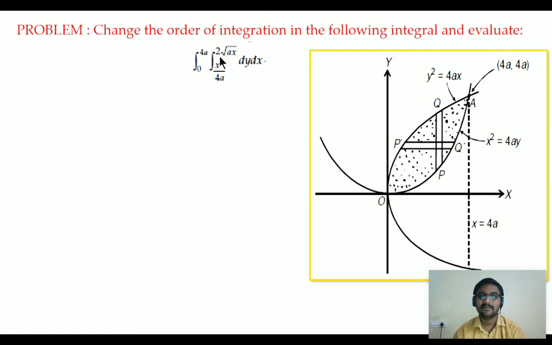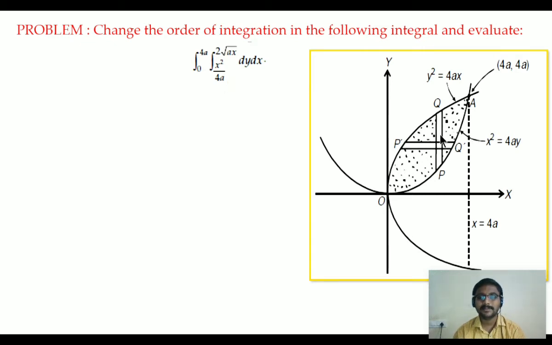Once again, y limits are variable limits here in terms of x. Y equal to x square by 4a means x square equal to 4ay, a parabola symmetric about y axis and passing through origin. Y equal to 2 root ax means y square equal to 4ax, which is also a parabola symmetrical about x-axis and passing through the origin. Intersection with x square equal to 4ay is 4a comma 4a. And x varies from 0 to 4a. X equal to 0 means y-axis and x equal to 4a means the line which is parallel to y-axis. So it is the rough sketch region which is taken by the limits of the given double integral.